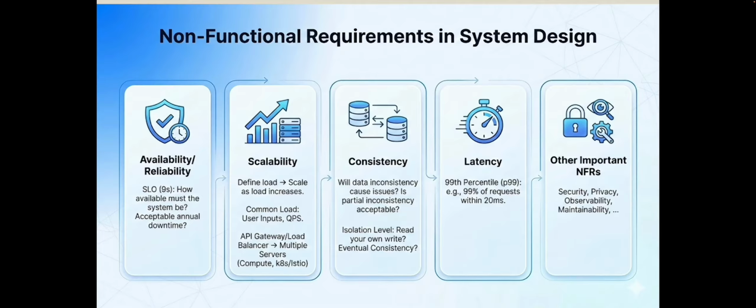Latency, right? Latency could technically fall under availability, but I prefer to call it out separately because it has its own specific metric, which is the 99th percentile or P99. This means 99% of the requests need to complete within a certain period of time. So for instance, if your P99 latency is 20 milliseconds, that means 99% of all requests must finish within 20 milliseconds. The lower this value, the better your latency.